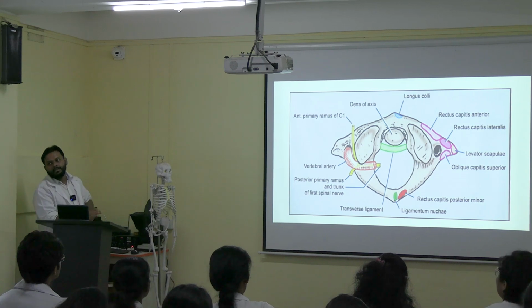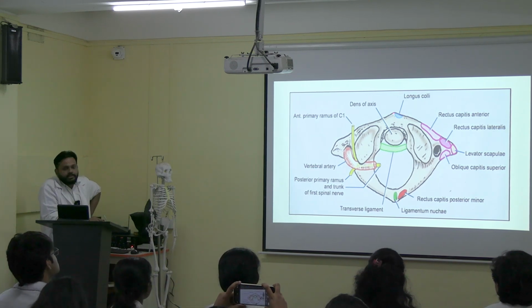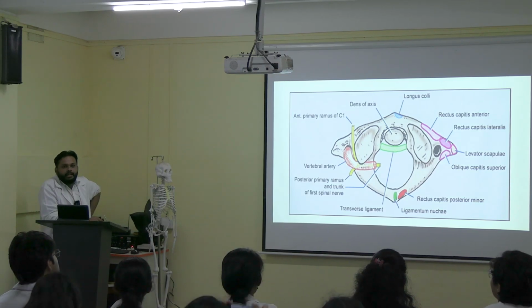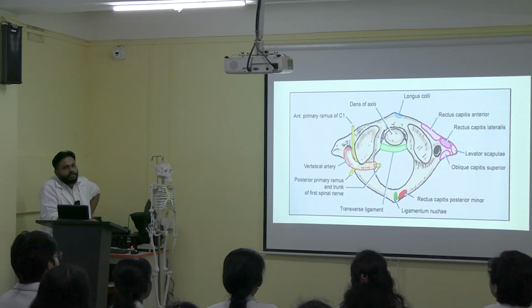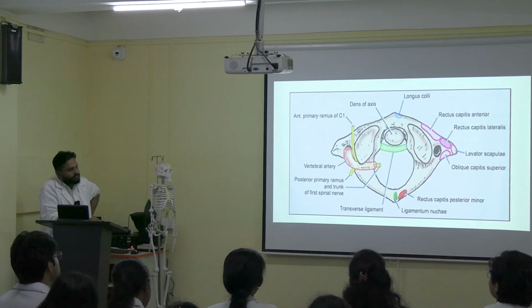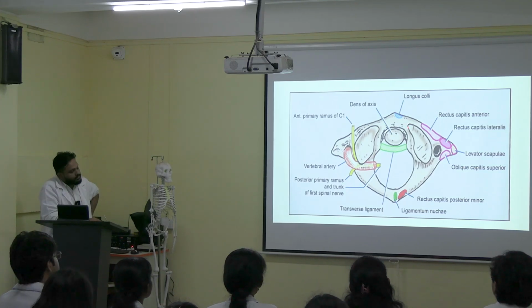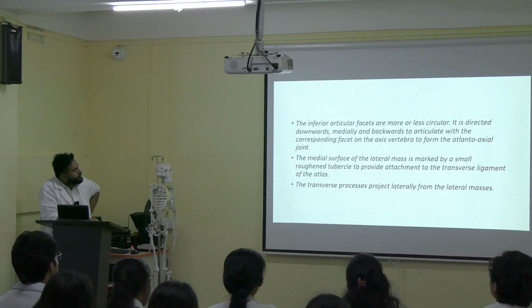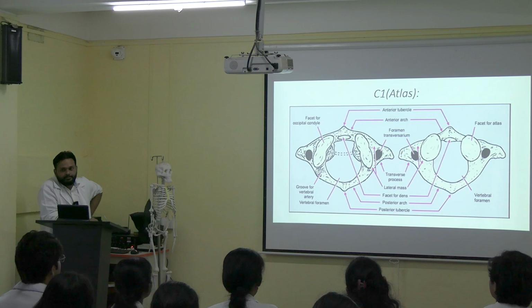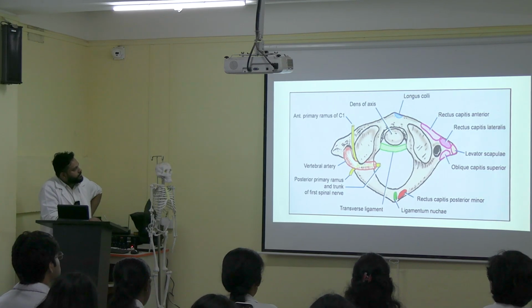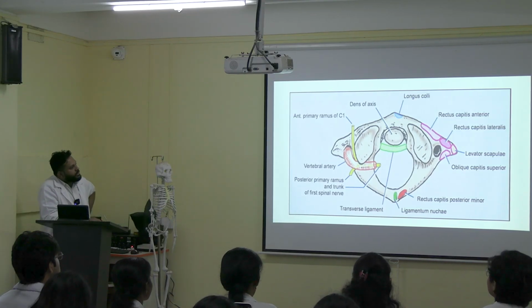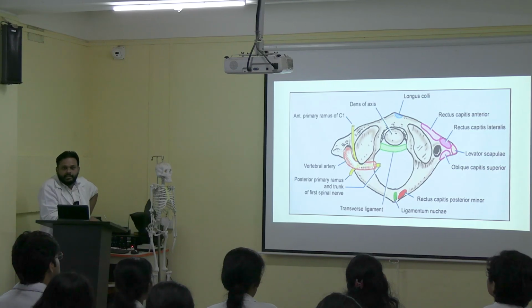See, just revise the various parts with me first. This one was, what was it? Anterior tubercle. This was the posterior tubercle. This one was the transverse process. This one was the transverse foramen. This one, what was it? Facet for dens. And this was the superior articular facet. Okay. Now the attachments. Just know the parts and what the adjacent structures seen in this picture are.